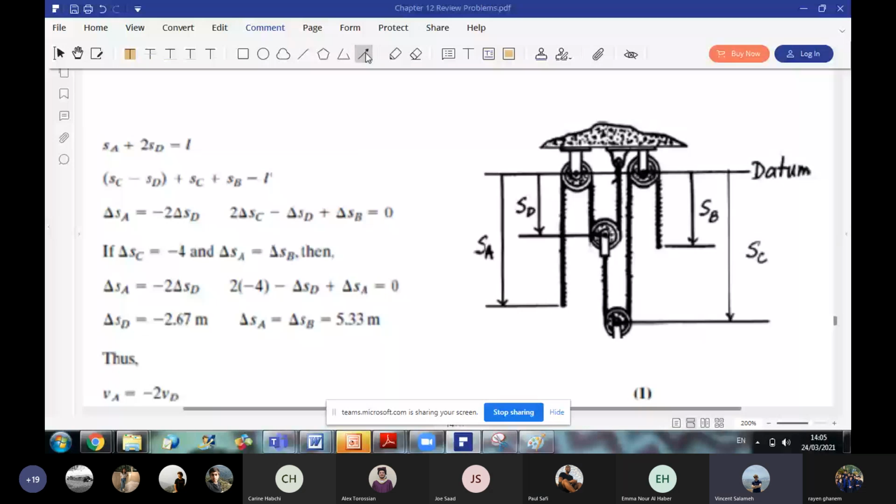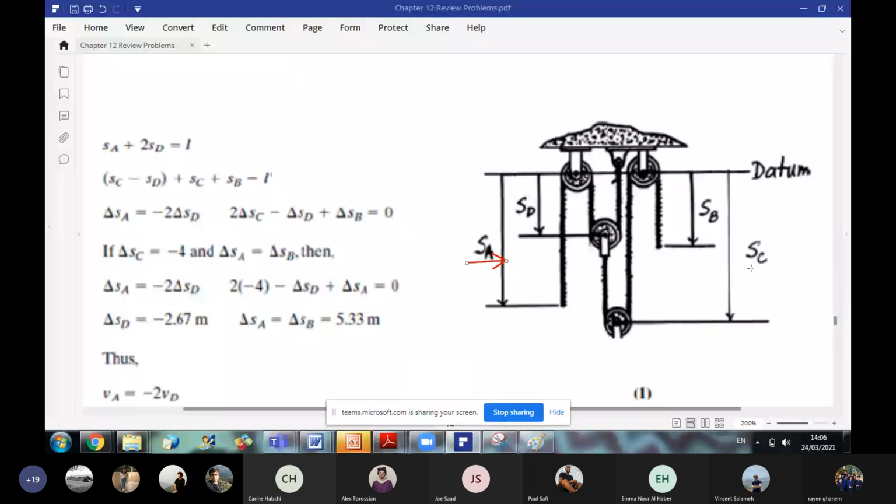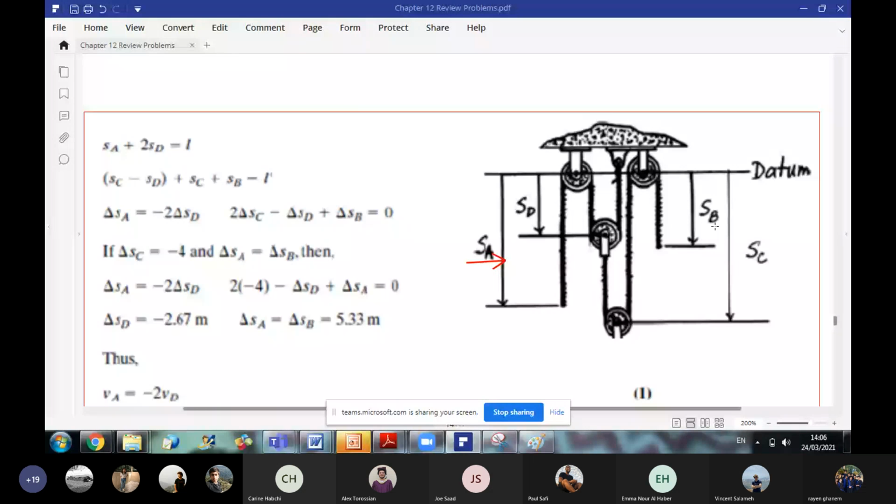SA is the coordinate for motor A, SB is the coordinate towards motor B. And we need one coordinate for the pulley C, which is connected to the block. So this is SC. And one coordinate for pulley D, which is SD.